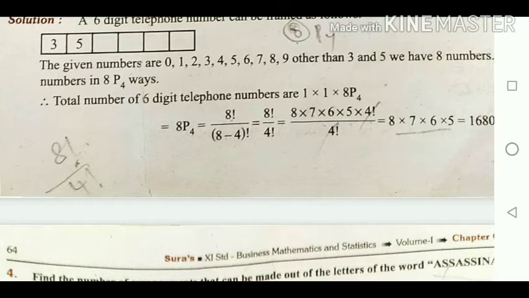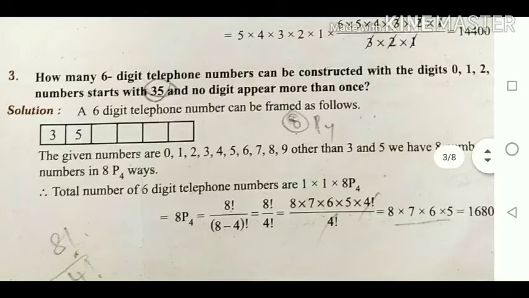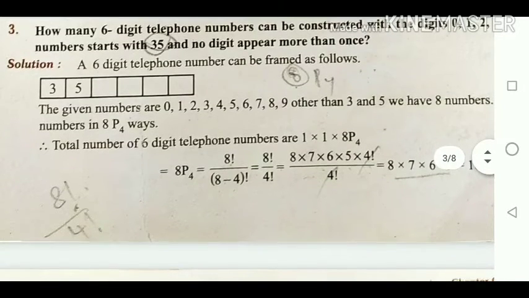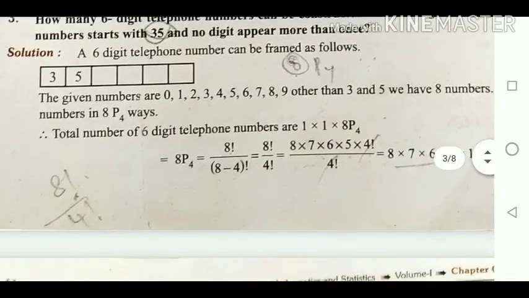So 8 factorial divided by 4 factorial; here the smallest factorial is 4 factorial. Therefore change the 8 factorial in terms of 4 factorial. We get 8 into 7 into 6 into 5 into 4 factorial divided by 4 factorial. Now the 4 factorials are cancelled, and we get 8 into 7 into 6 into 5. The answer becomes 1680. Therefore, in 1680 ways, the 6-digit telephone number can be constructed with the digits 0, 1, 2, 3, 4, 5, 6, 7, 8. Then 3, 5 is already placed in the boxes.